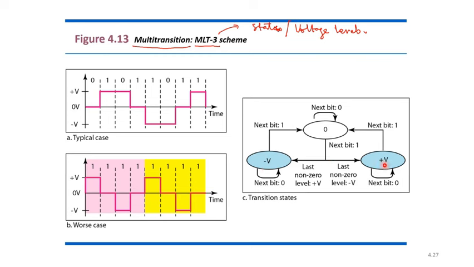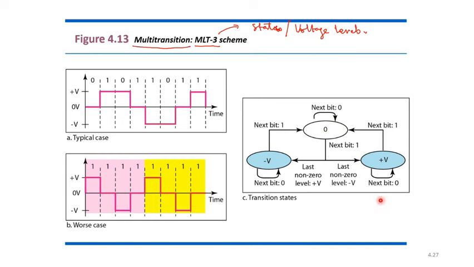This is the transition. If it is at the positive level and the next bit is zero, then again it will stay at the positive level only. If the next bit is one, then it will go to the zero level. Similarly, if the signal is at the negative voltage level and the next bit is zero, it will again stay at the negative voltage level only. If the next bit is one, it will go to the signal level zero.